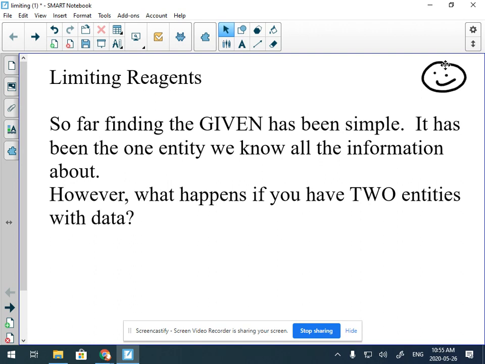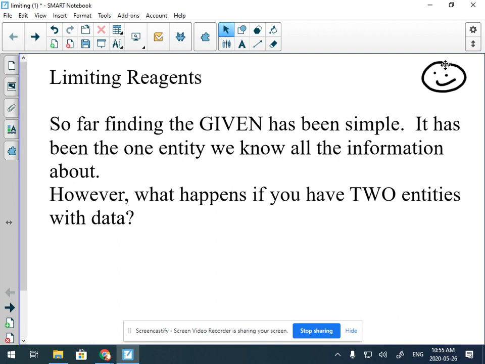Up until this point, we've talked about limiting and excess reagents in general terms. And a lot of reactions were like, we're mixing this chemical with an excess, so we don't have to worry about it because there's so much of it. Well, now we are going to be getting into situations where you have to figure out the substance that you're going to run out of first in a reaction.